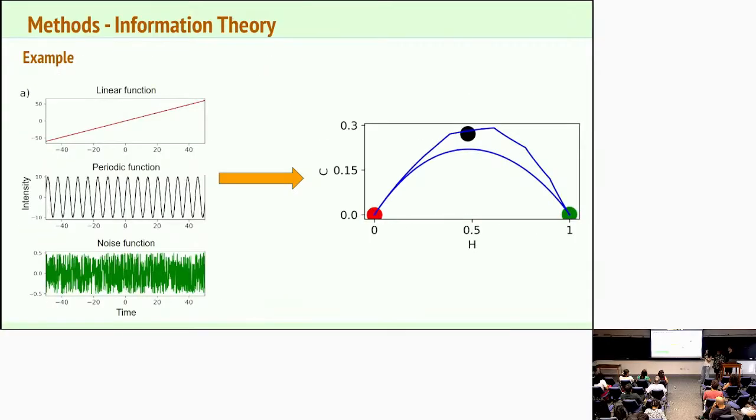So for example, for the linear function, we have lower entropy and lower complexity. For the noise function, we have high entropy and lower complexity. But for the periodic function, it will be in the middle of both. The general brain signal is a sum of periodic signals plus noise signals. So in this case, the brain signal will be somewhere around there.